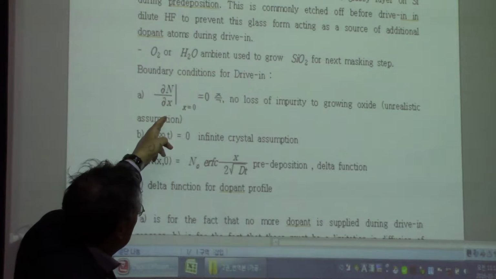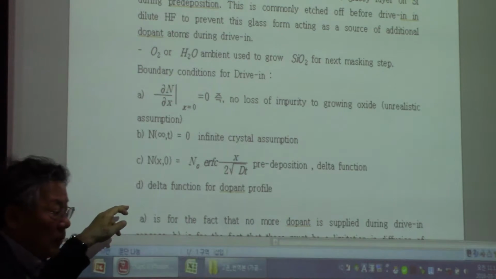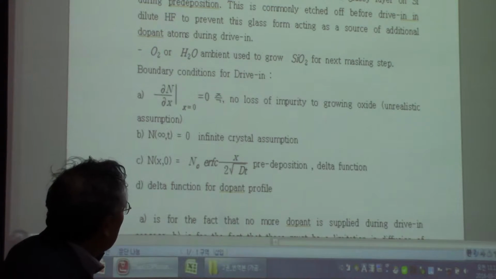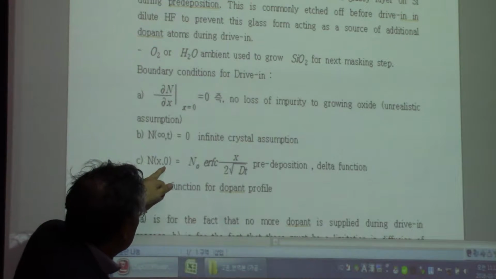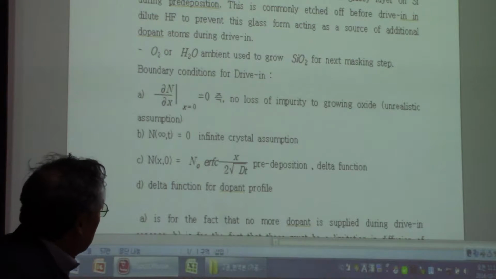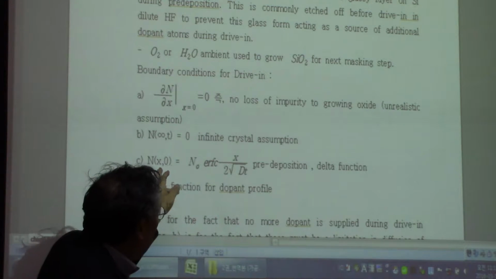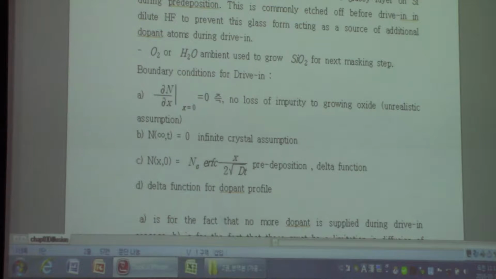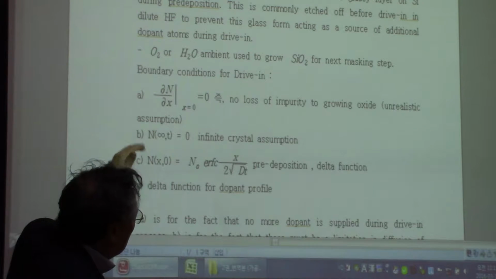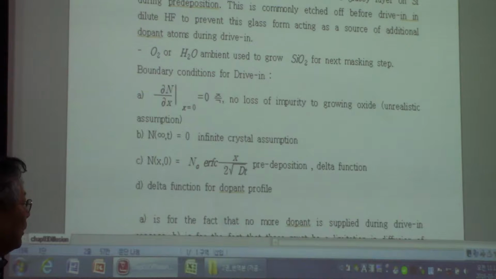And that has the derivative form, so that we need one more boundary condition to solve Fick's second law. And this is the infinite crystal assumption. It's the same as the pre-deposition condition. And this is the initial condition for the drive-in, because the drive-in process has to be done after the pre-deposition, and this is the dopant profile we can obtain during the pre-deposition. So the initial condition for the drive-in process should be represented as the complementary error function after the pre-deposition.